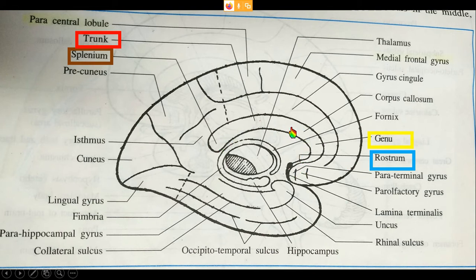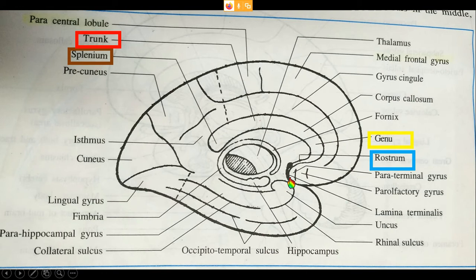So what is the corpus callosum? It is an arched white matter. What structures are present in this? Commissural fibers are present in the corpus callosum. Okay, so the rostrum part recurves backward from the genu and is continuous with the upper end of the lamina terminalis. So this part is called the lamina terminalis. This rostrum part is curved, and then it is continuous with the lamina terminalis.